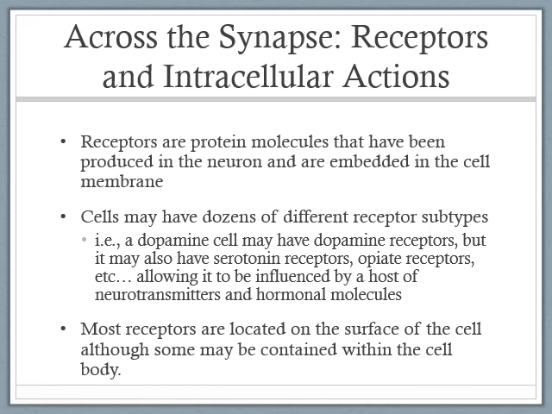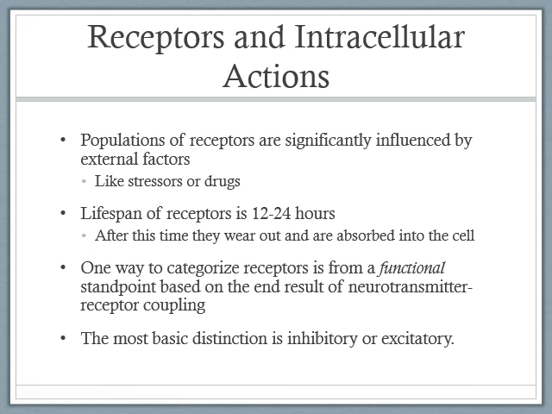Most receptors are located on the surface of the cell, although some may be contained within the cell body. Receptor populations are significantly influenced by external factors, including stressors or drugs. The average lifespan of a receptor is 12 to 24 hours. After this time, they wear out and are absorbed back into the cell. One way to categorize receptors is from a functional standpoint, based on the end result of the neurotransmitter-receptor interaction. The most basic distinction is inhibitory or excitatory.